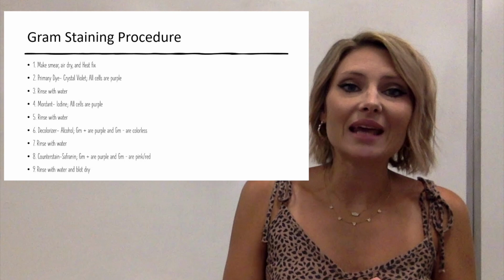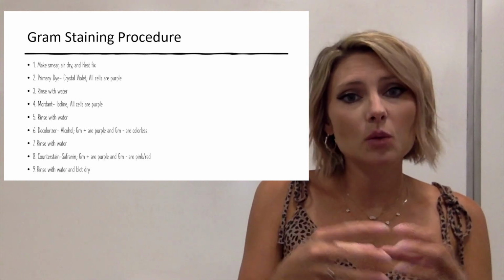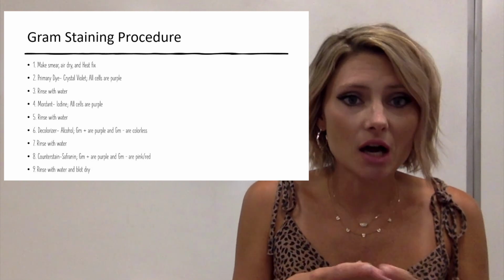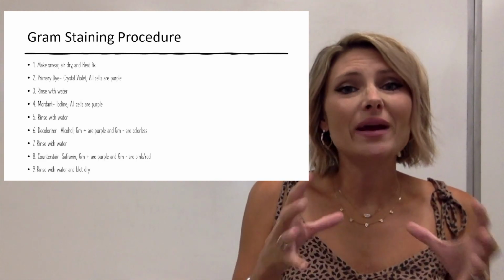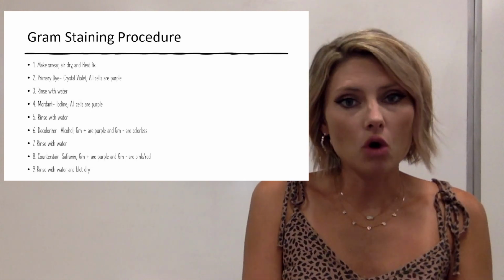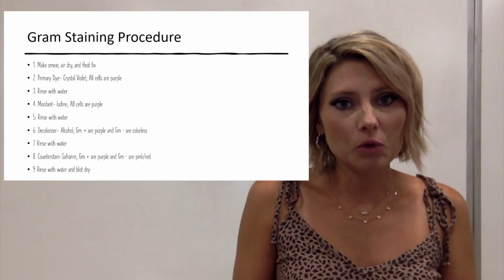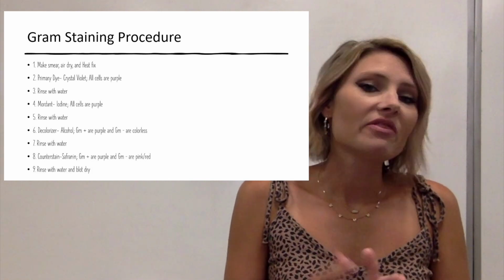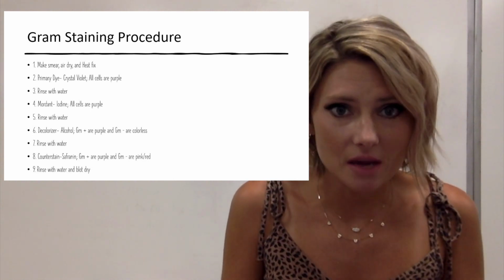So what's happening is the iodine is going into the cell walls and it's reacting with the crystal violet that's already there. It forms what is called a CVI complex. This complex is very, very large, so it helps to hold the crystal violet into the cell walls. So still at this point, everything is still purple. Gram-positive cells and gram-negative cells. Everything is still purple. The third step of the gram stain is the decolorizing step.